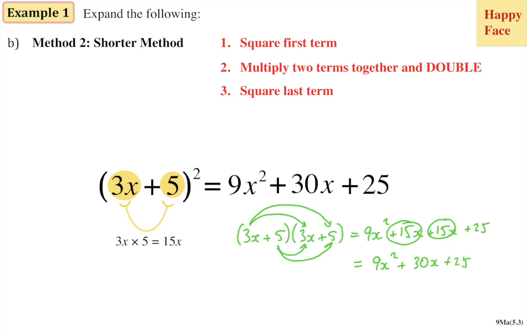See how much faster it is if you learn the smiley face or the happy face technique. If you forget it, you can always go back to FOIL, providing you write the brackets out twice.